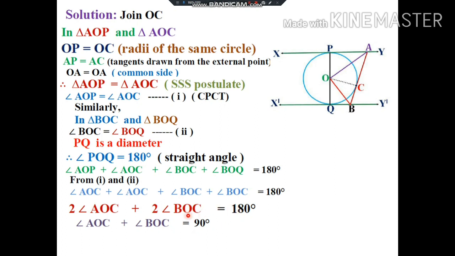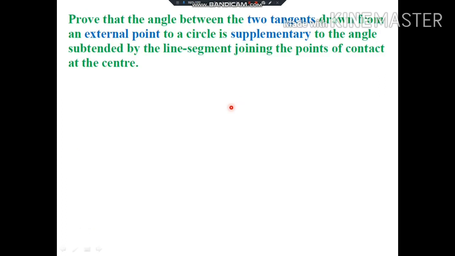That's what we have to prove, children. We have to prove angle AOB is equal to 90 degree. These two angles are added, you get AOB. So therefore, finally we arrived at angle AOB is equal to 90 degree.